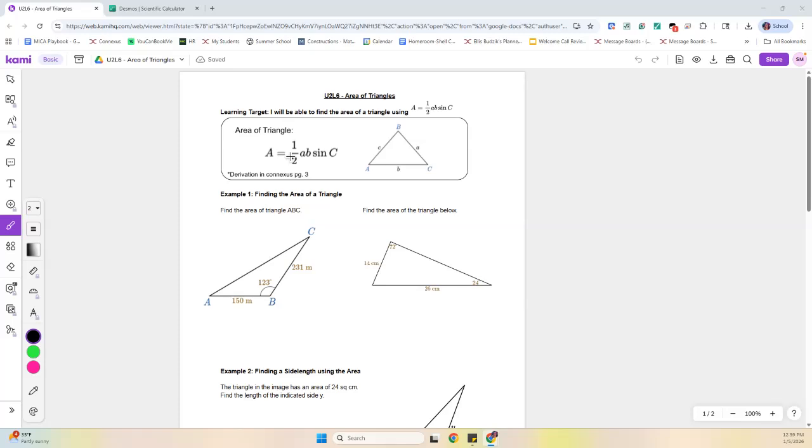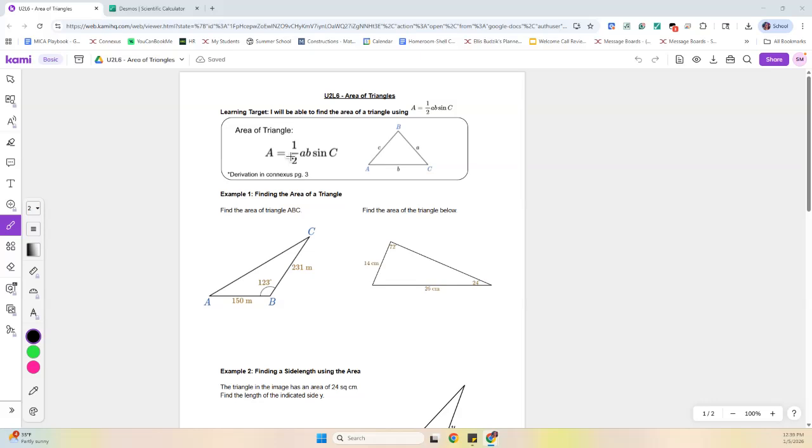If we don't have the height, it becomes a little bit difficult because we either have to find the height or do something else. But there's actually another option, and we can use this option when we don't have the height, but we have two sides and an included angle. And then this becomes very useful.